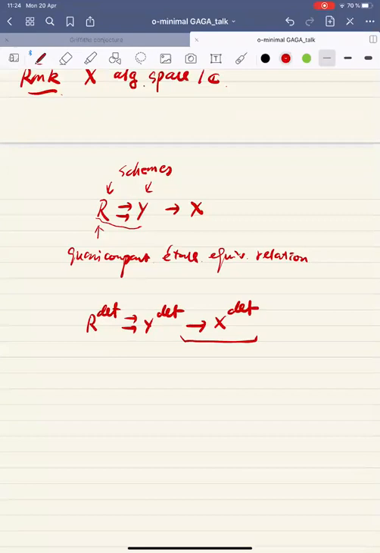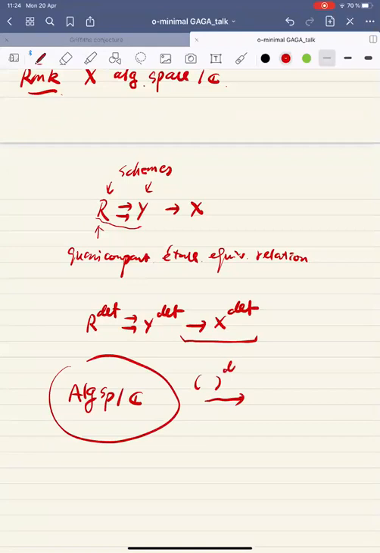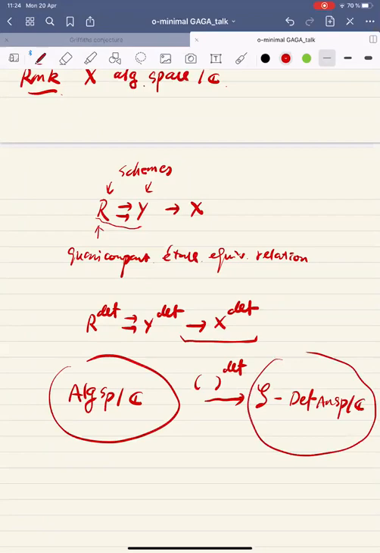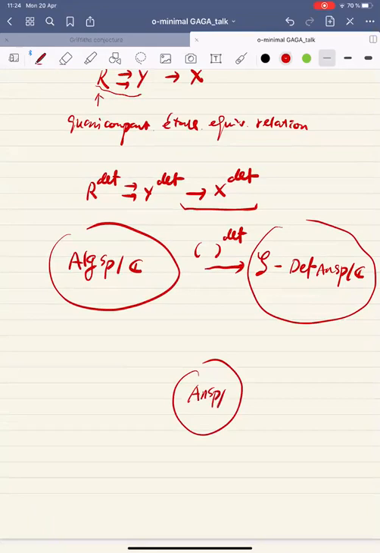So now we have three categories: algebraic spaces, right? And we have a definabilization functor, analytic spaces, and also this is analytification. Here, this is the usual analytification, and this analytification I defined before, and this here I just defined.